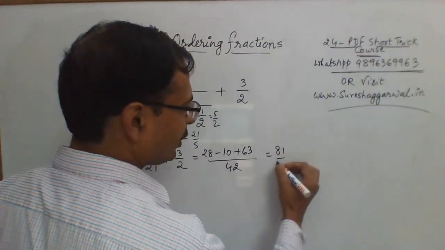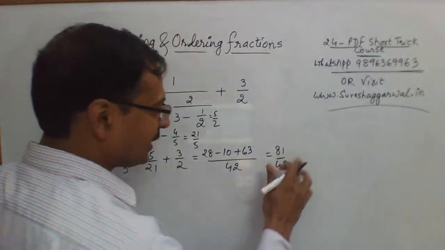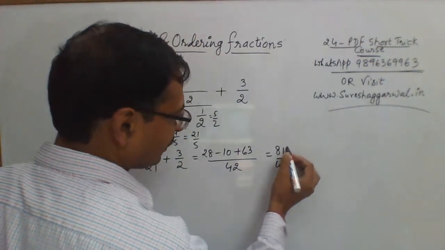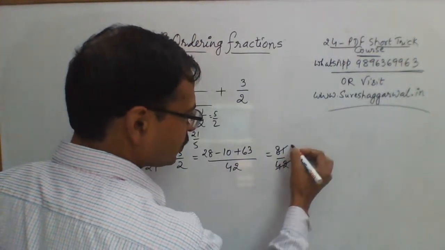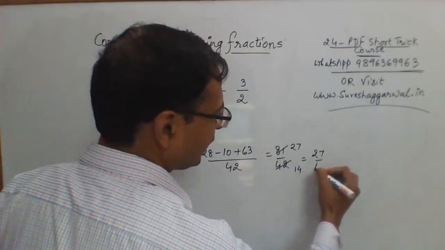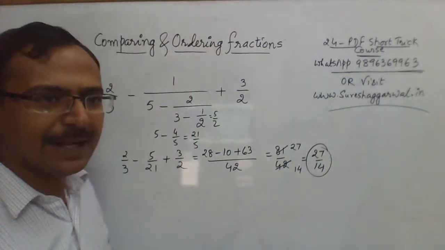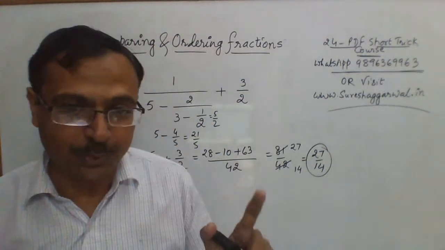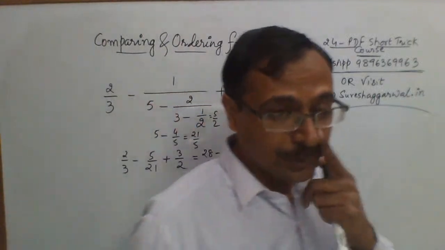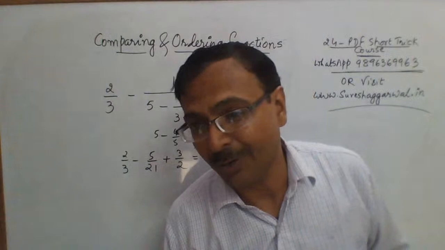So 81 by 42, this was the answer given by so many, but you can see that they are divisible by 3. So 27 and 14. So 27 upon 14 is the answer which was required. Initially, a lot of people told me that the answer is 81 upon 42, but the answer is not 81 upon 42. Please, you can't give an answer which has a common factor in the numerator and denominator.